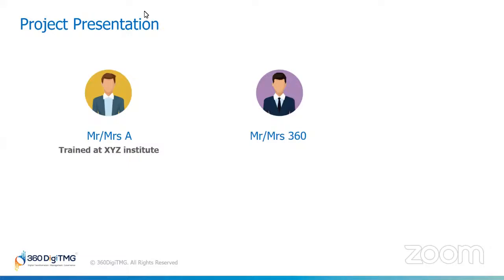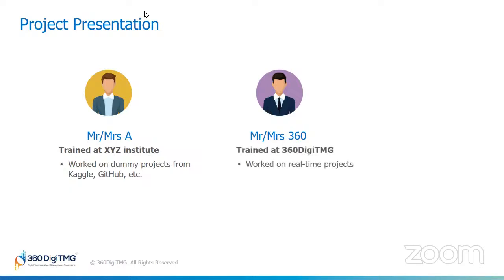Right. So before we get into the project, let us talk about a scenario here. We have Mr. and Mrs. A who have been trained at XYZ Institute and they have worked on dummy projects from Kaggle and GitHub. And we have Mr. or Mrs. 360 who have been trained at 360DigiTMG. They have worked on real-time projects.